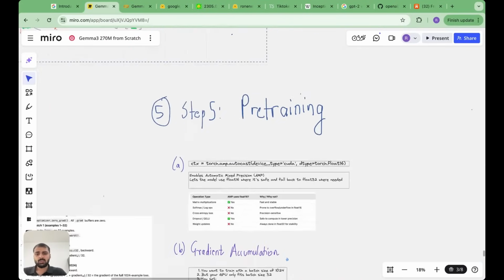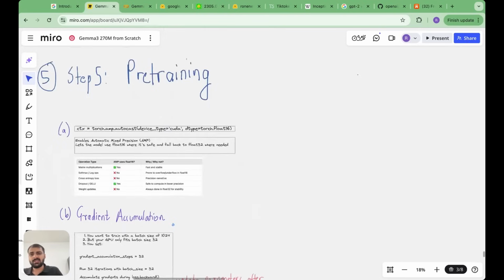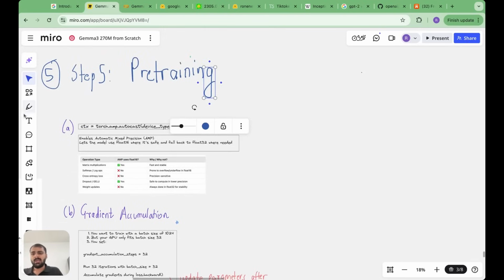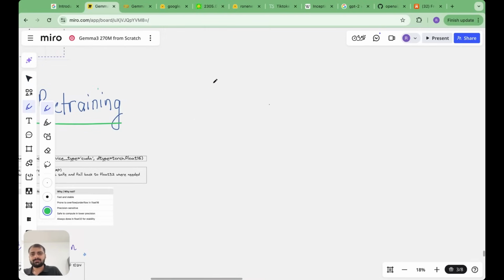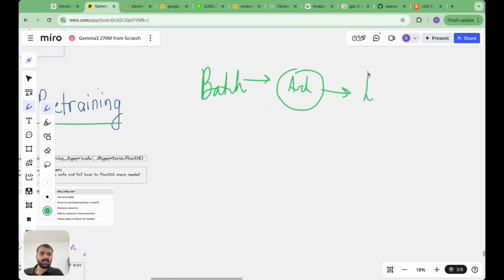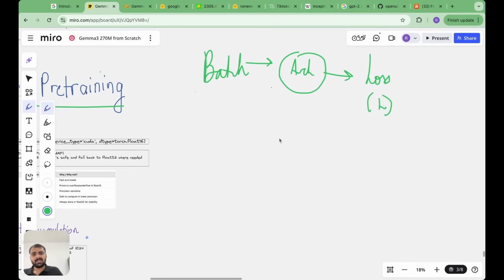So let me set the stage for what we are going to see in the pre-training step. Until now, we have a batch. That batch goes through the entire LLM architecture, and then we have a loss for this entire batch, which I'm calling L. Now, let's say we have 100 million parameters.